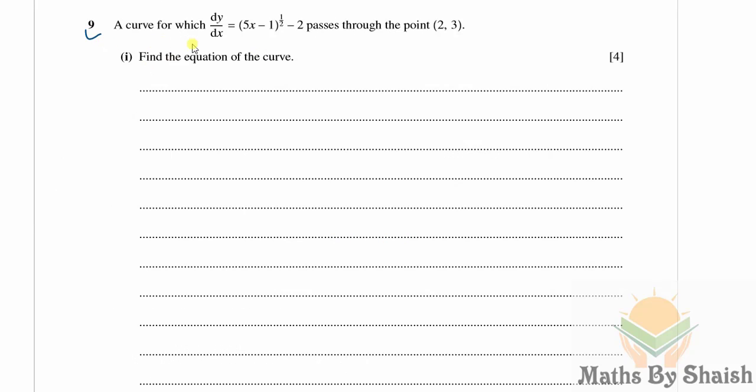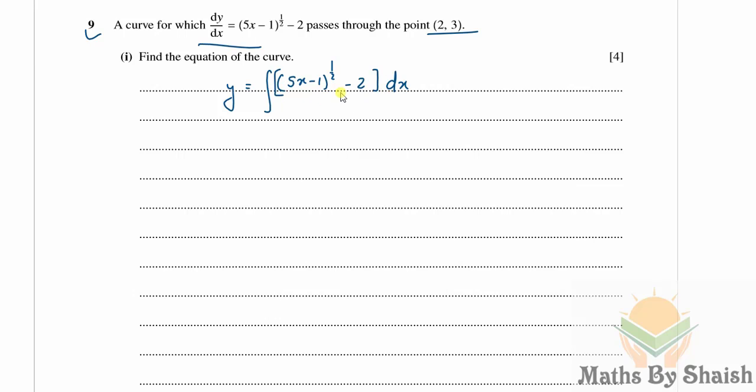A curve for which dy over dx is given as (5x minus 1) to the power 1 by 2 minus 2 passes through the point (2, 3), and find the equation of the curve. So whenever differentiation is given and we need to find the equation of the curve, if it is dy over dx, then y will be the integration of the function which is given here, that is (5x minus 1) to the power 1 by 2 minus 2, dx.